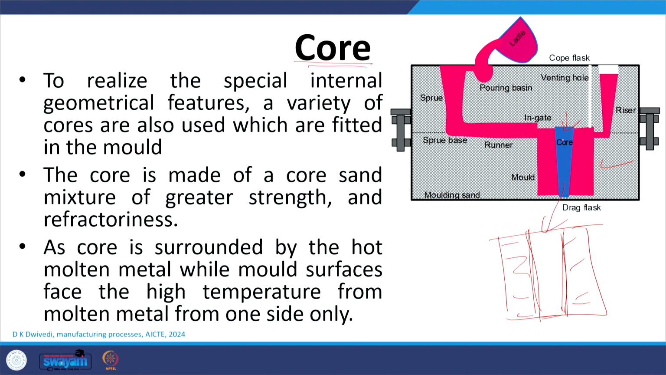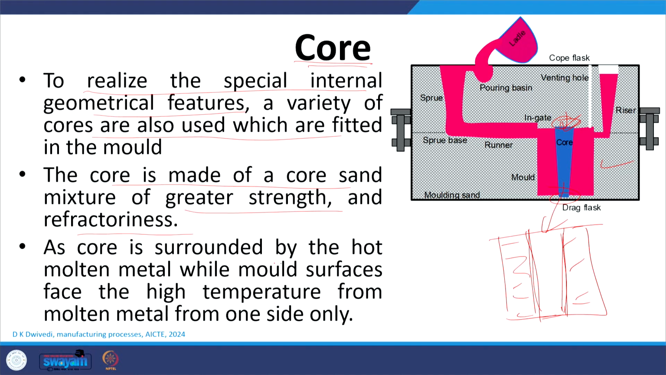Core is made of core sand. It offers higher resistance to temperature and to the stresses due to metallostatic loading. So, the core sustains more severe conditions of temperature and load. To realize special internal geometrical features, a variety of cores are used, which are fitted in the mold. The core is made of core sand having greater strength and greater refractoriness, resistance to heat.